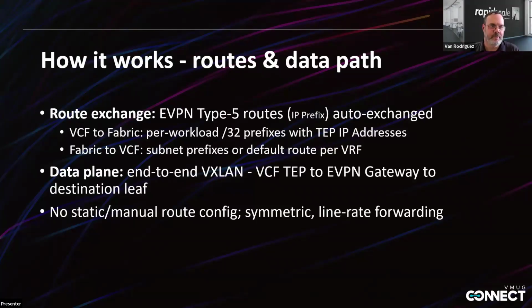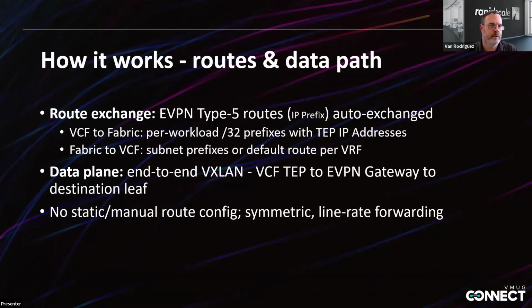So you have the VCF Fabric. It's going to share the /32 prefixes with the TEP IP addresses in the gateways. And then your fabric to the VCF, it's going to share either prefixes you want to announce from the fabric or a default gateway per VRF, just depending on how you set up your environments. And then your data plane is going to continue to be updated with the VCF controller, the TEPs, and your Arista gateways. The Arista gateways have to know where to route traffic to.